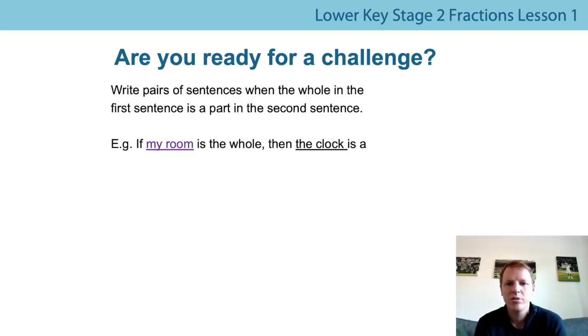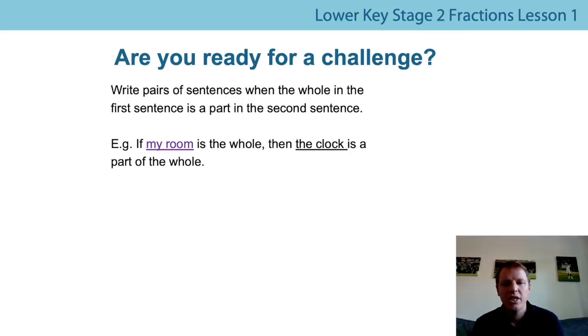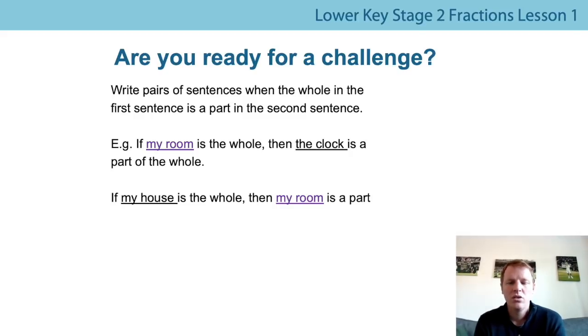We had that example today. And now my second sentence, I've moved my room from being the whole to now being a part. So my sentence changes to, if my house is the whole, then my room is a part of the whole. Now, here's some ideas to help you. You could use the United Kingdom like we used before.